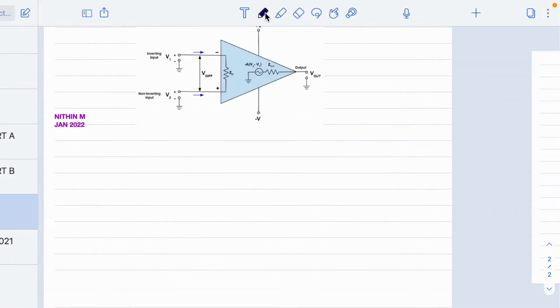Alright, so I just want to write here a few things. One is, as I was mentioning, the op-amp is one of the crucial blocks in all analog systems.